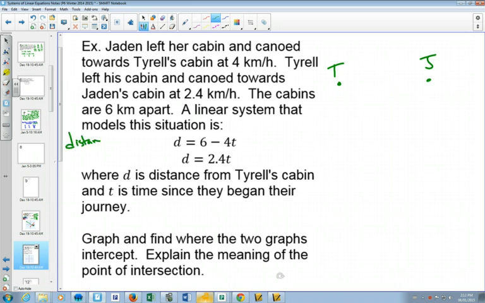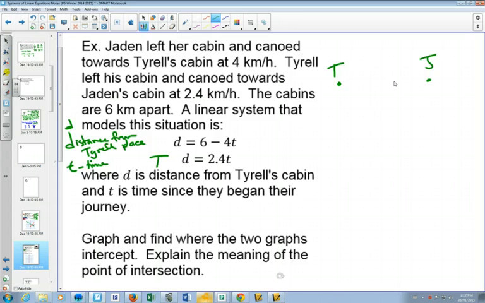Distance from Tyrell's place. And T is time since they began. Okay, good. Now, why is it this way? Let's start with this second equation. This is Tyrell's equation. Why is it 2.4t?